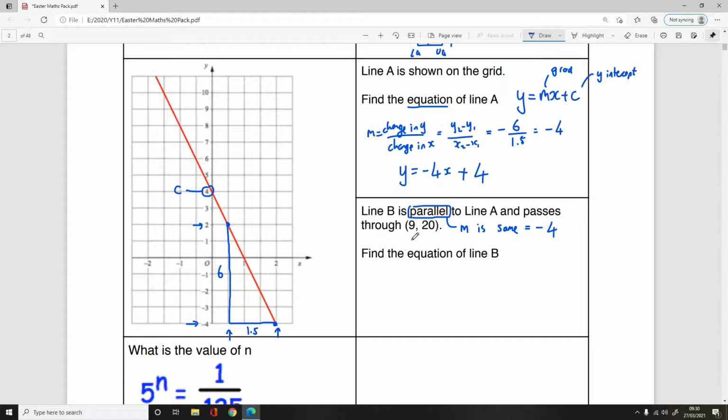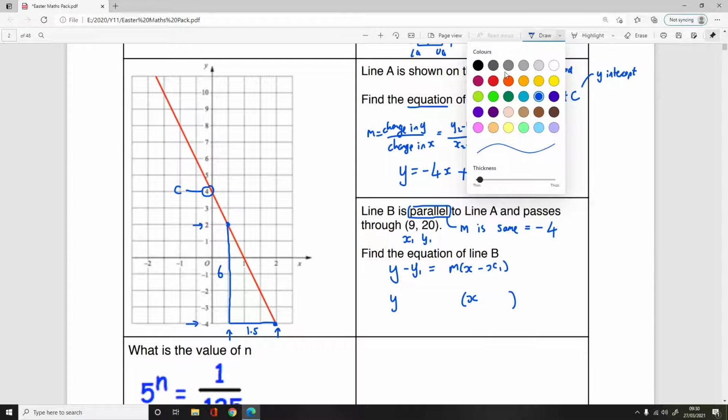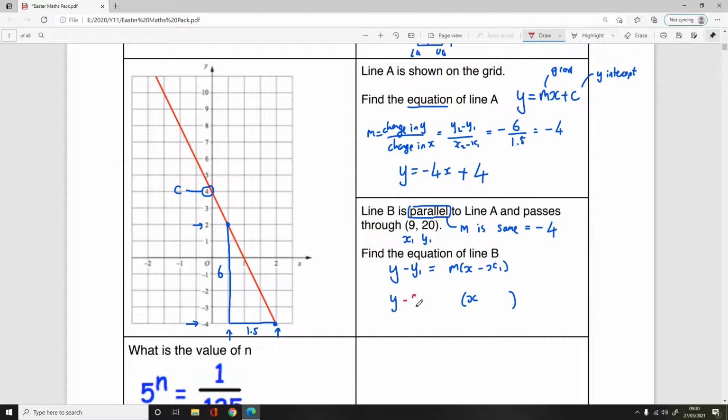It says it goes through a point (9, 20). Now I'm going to label this as a coordinate that's on the line. I'm going to call it my x1, y1. And I'm going to use the advanced equation of a line formula. y minus y1 is m brackets x minus x1. Okay? And I'm going to substitute in the three things that we mentioned there. So y and x kind of stay the same, but we're going to put into that our y1 was 20, because we labelled it up here. Our x1 is 9, and our gradient is minus 4.